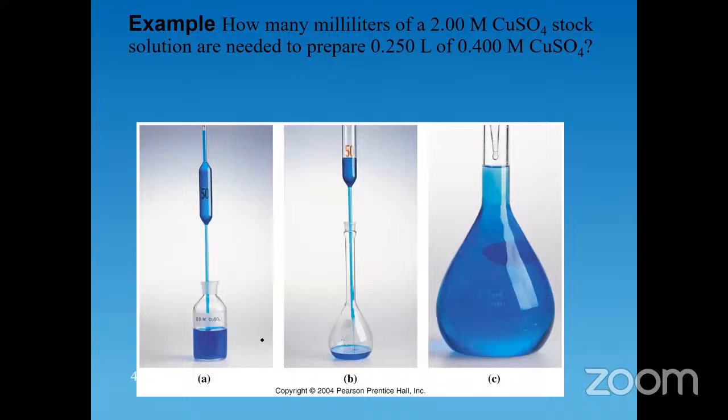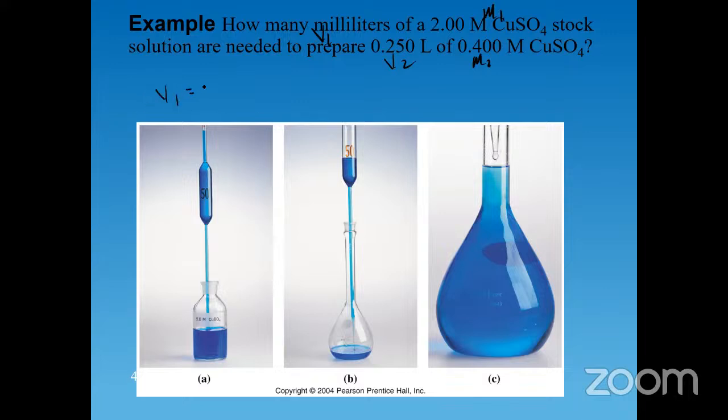Okay, so here's an example. How many milliliters of 2.00 M CuSO4 stock solution are needed to prepare 0.250 liters of a 0.400 M copper(II) sulfate solution? Okay, so this is rather simple. In questions of this type, you have to identify what is M1, what is V1, and so on. So in this case, the question is asking how many mL of the original solution. So therefore, this will be V1. This is M1, the 2.00 M. This would be V2, and this would be M2, right? So the question is asking for V1.